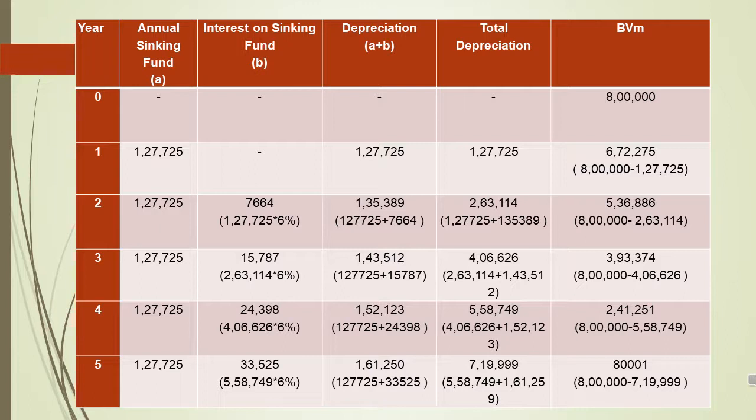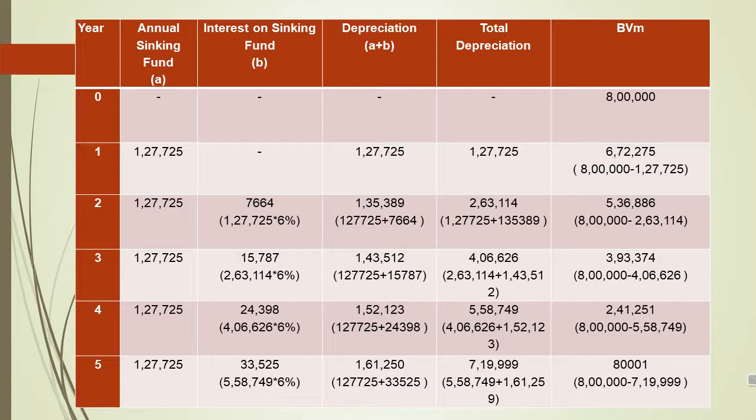Similarly, I'll calculate the interest on sinking fund for the fourth year. So I'll multiply 6% with the total depreciation of the third year. So 6% into 4,06,626 will give me 24,398. Okay, I will add A plus B. I will get 1,52,123.